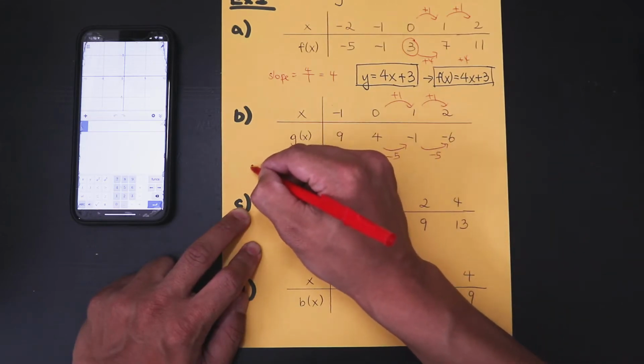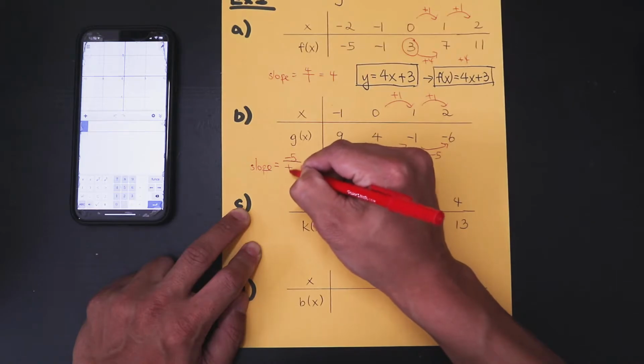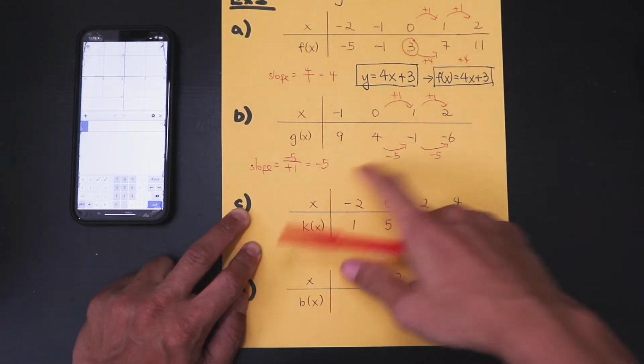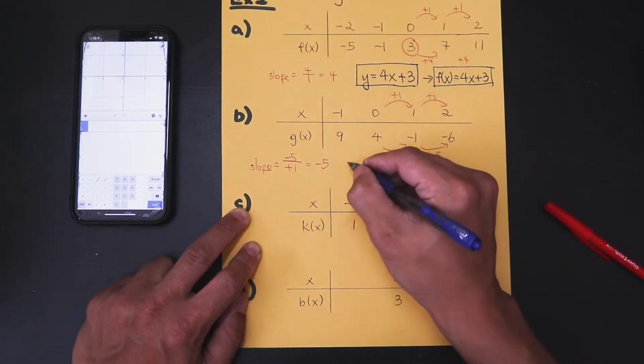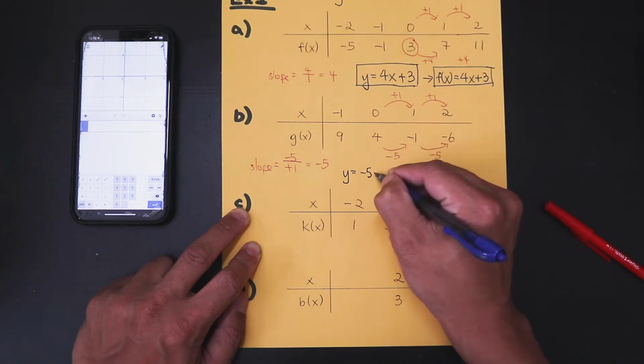So that means for the slope, you're going to flip these two numbers upside down. You're going to get negative 5 over positive 1. So negative divided by positive is negative. So that means your slope is negative 5. That means your equation is going to be y is equal to negative 5x.